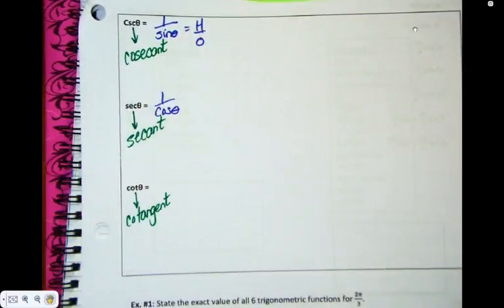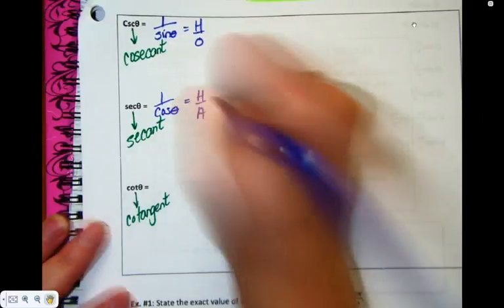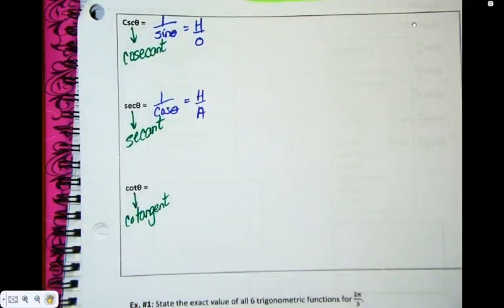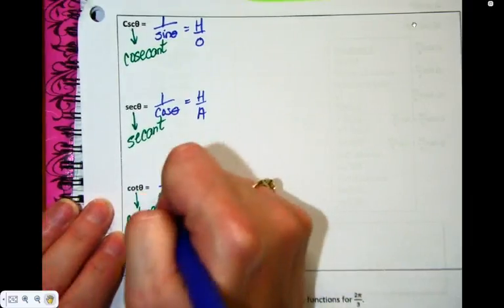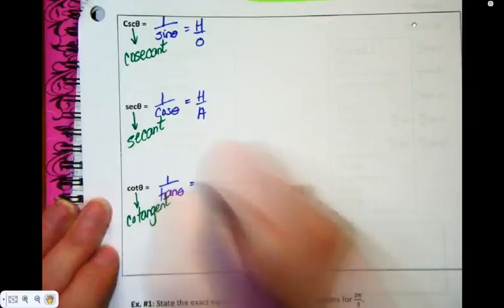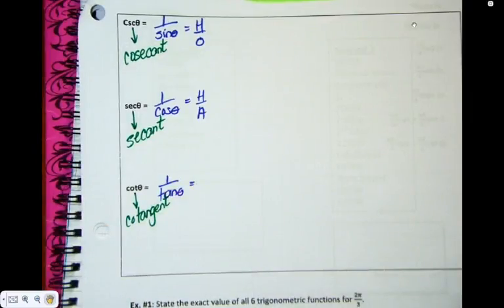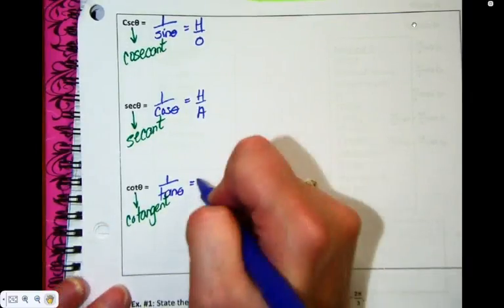Secant is 1 over cos. It's the reciprocal of cos. And in terms of the right-angled triangle, it's what over what? Cotan, which is how we shorten it a little bit. We either call it cotangent or cotan. We never call it cot. Cotan is 1 over tan, which is equal to?